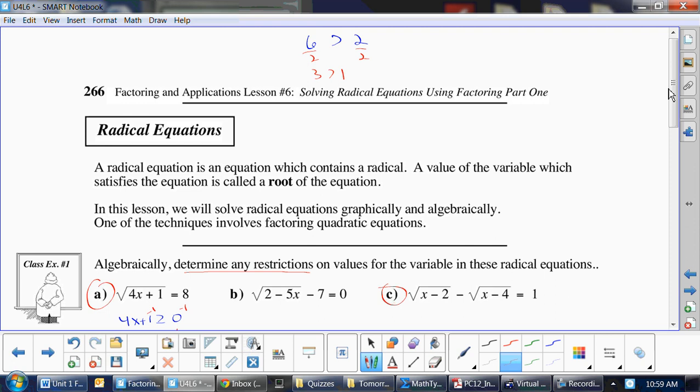But I want to try this one. I'll show you. 6 is greater than 2. What if I divide by negative 2? Is negative 3 greater than negative 1? No. So this you have to say. So whenever you divide by a negative, you got to change the sign, because it's untrue if you don't.